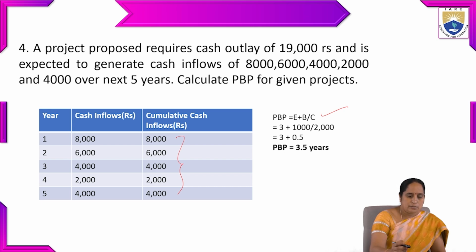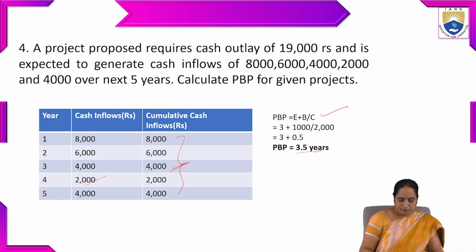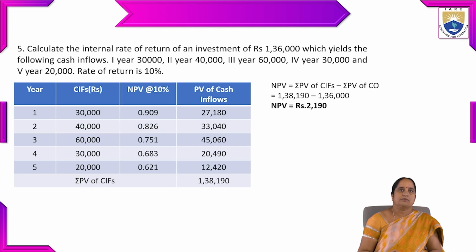So if you see that at the end of third year, the company can recover 18,000 out of 90,000. So 3 plus the leftover balance is 1 lakh 1,000, and that should be recovered in the fourth year. The cash inflow of fourth year is 2 lakh 2,000. So 3 plus 0.5, the payback period for this particular project is 3.5 years. So the company can recover its initial investment of 19,000 within 3.5 years.